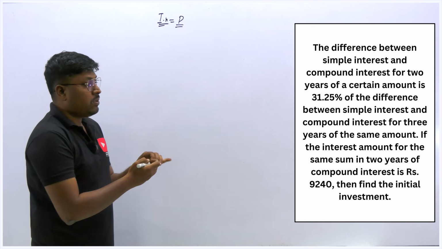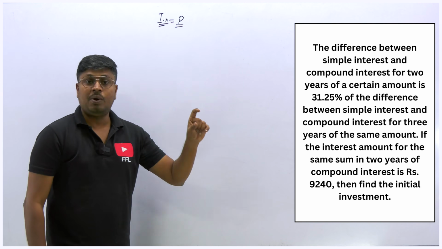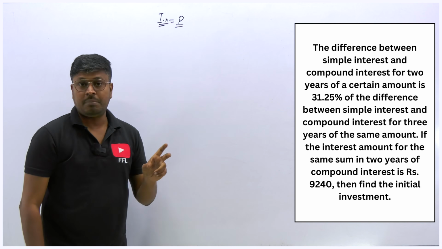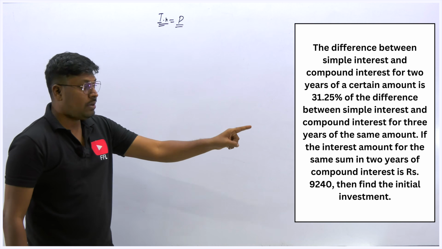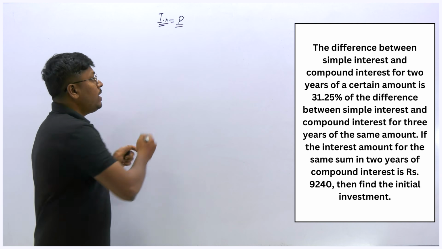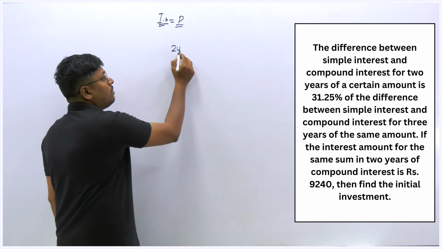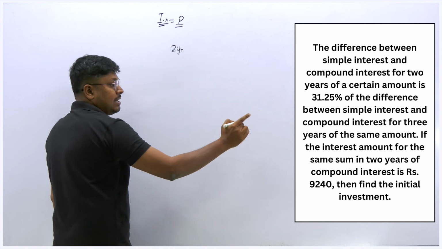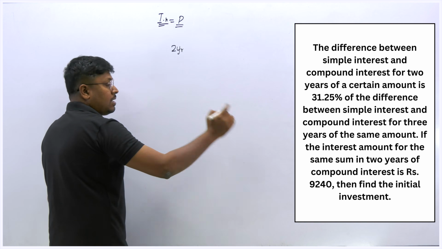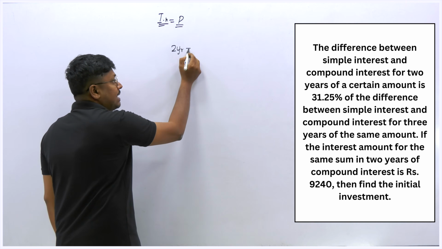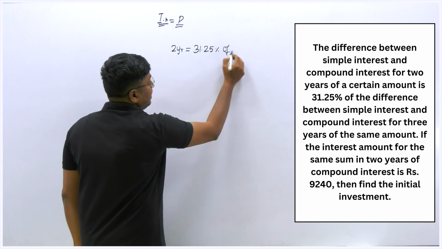But at the start of the question, the first 3 lines are the most important part here, because it is based on the 2-year difference and 3-year difference formulas. Just read the question carefully. The difference between simple interest and compound interest for 2 years of a certain sum. We know the 2-year difference formula on a certain sum. We don't know the principal, but we know the difference formula for 2 years. So the 2-year difference on a certain amount is equal to 31.25% of the 3-year difference formula.